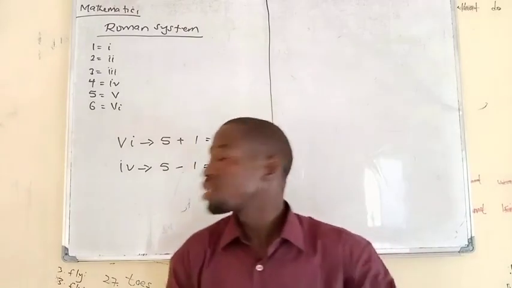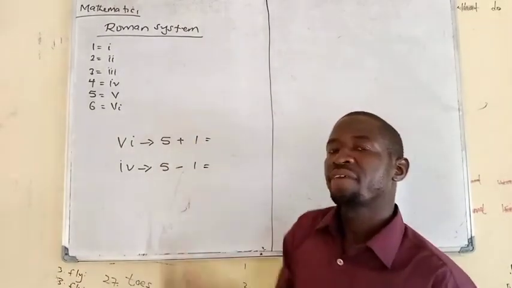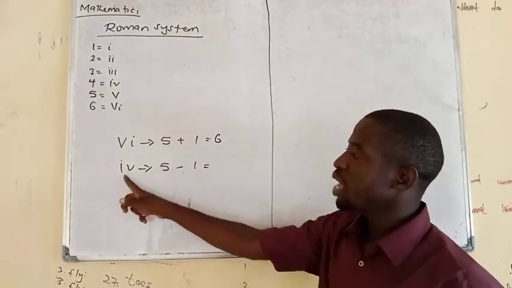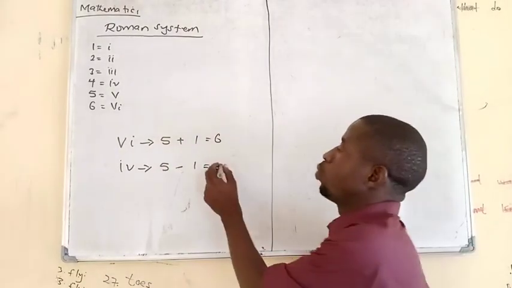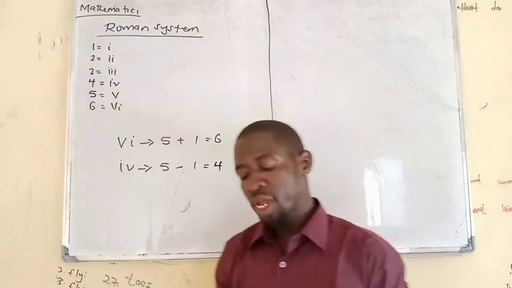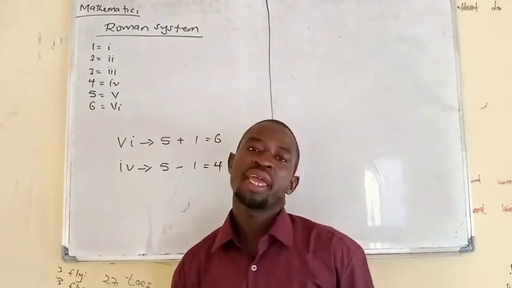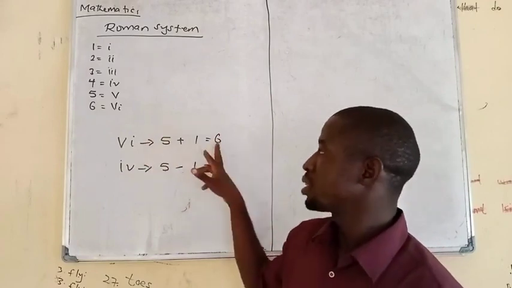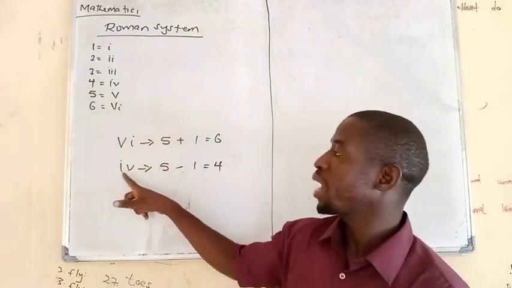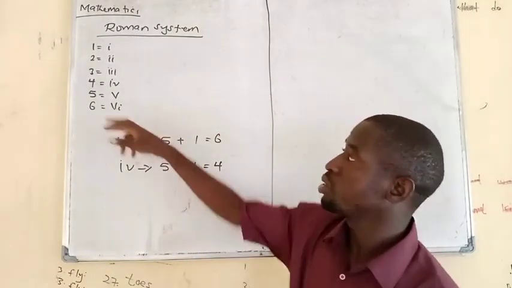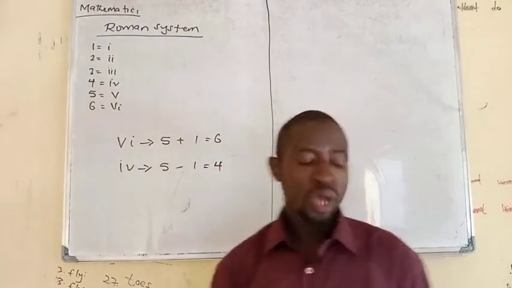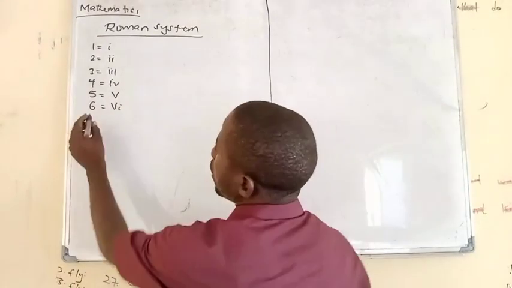So what should be the answer of 5 plus 1? 5 plus 1 is 6. Then this IV is 5 minus 1, which is 4. So that is why IV and VI, one of them is 6, that is VI, and the other one, IV, is 4. As you are seeing it here, 4 is IV and 6 is VI. Okay, let us continue please.